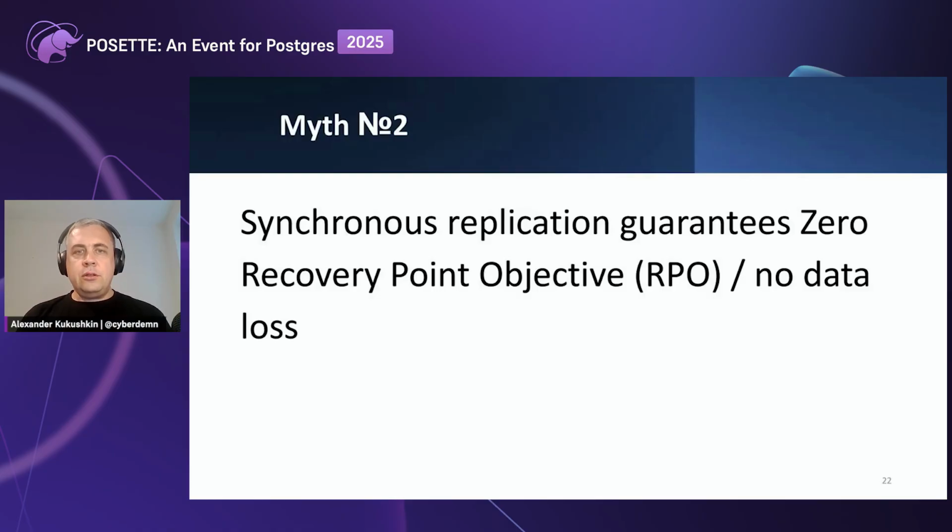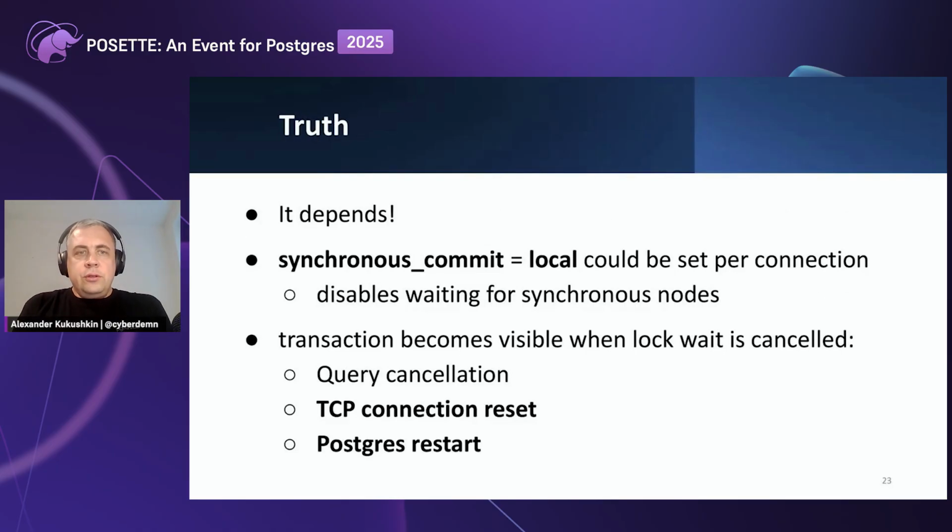Many people think that synchronous replication guarantees a zero recovery point objective, or it means that they will not have data loss in case they fail over to a synchronous node. The truth is, it depends. First of all, the application may disable synchronous commit per connection if they need to, by setting synchronous_commit to local. In this case, a transaction will be written only to a primary, and primary will not wait for confirmation from standby nodes before sending success to the application.